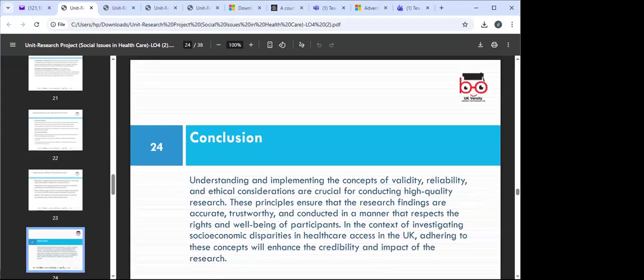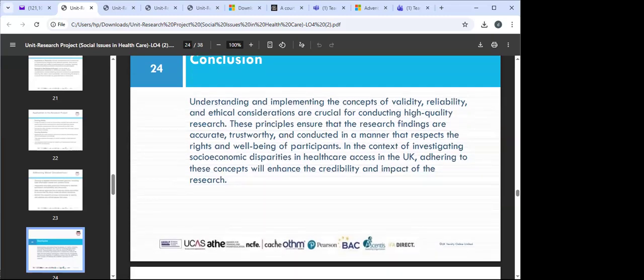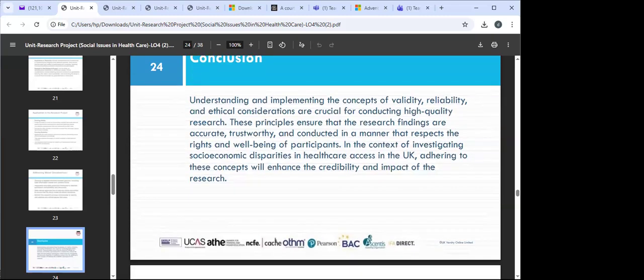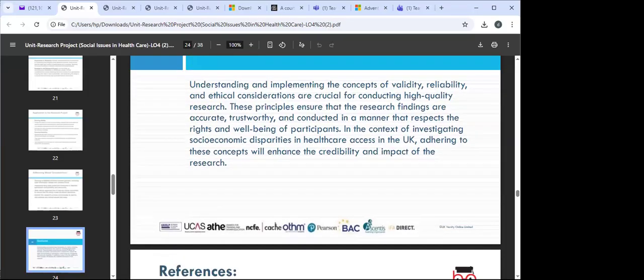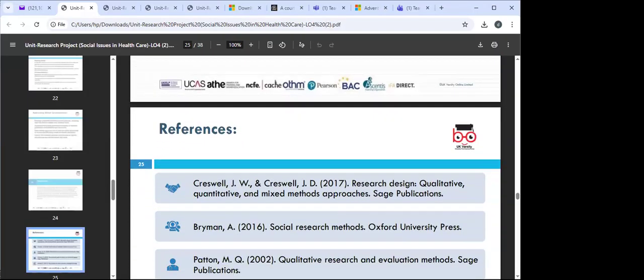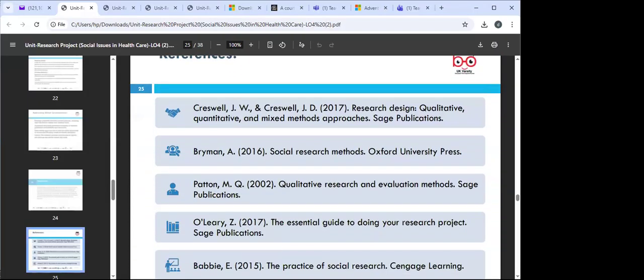Conclusion. Understanding and implementing the concepts of validity, reliability, and ethical considerations are crucial for conducting high-quality research. We mentioned that. These principles ensure that the research findings are accurate, trustworthy, and conducted in a manner that respects the rights and well-being of participants in the context of investigating socioeconomic disparities in healthcare access in the UK. Adhering to these concepts will enhance the credibility and impact of the research. This is very important. And below you have your references as well.